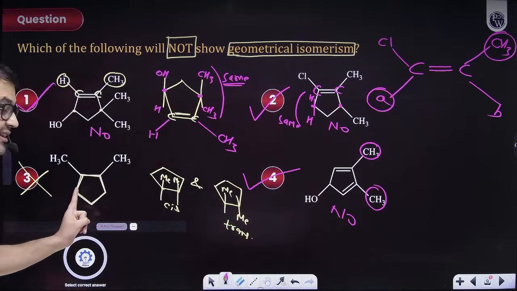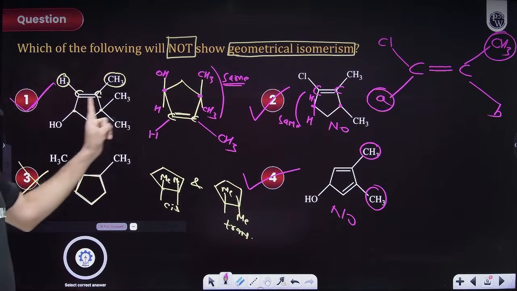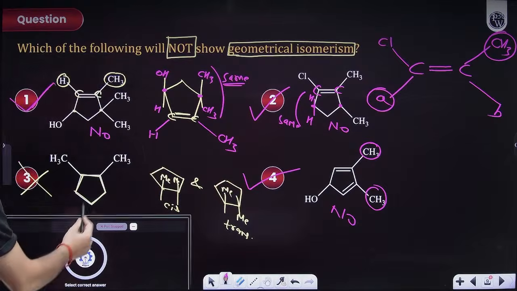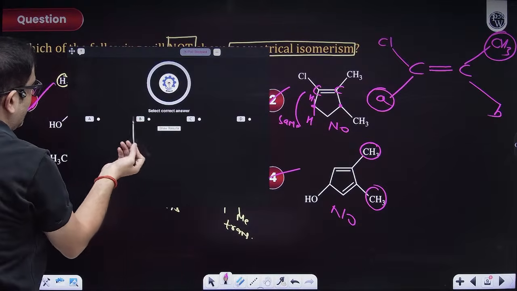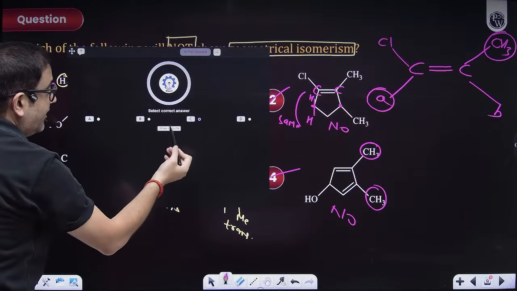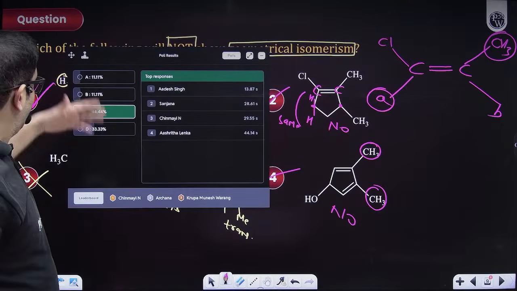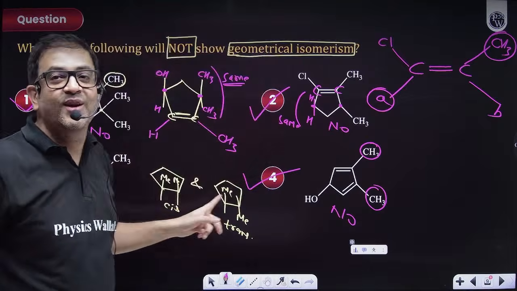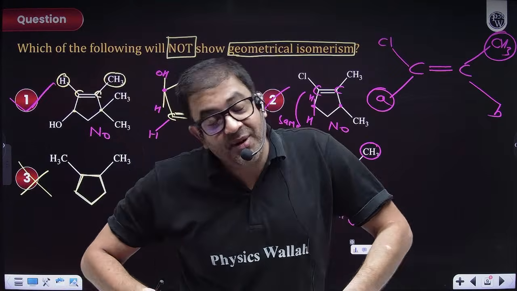That means only this is showing geometrical isomerism. So your answer will be 1, 2, 4. Now, obviously, I can't be sure, but still, let's say C. Why? Because that is the odd one out. 44%. So great. I hope you also thought the same thing, and I hope now everybody's clear.